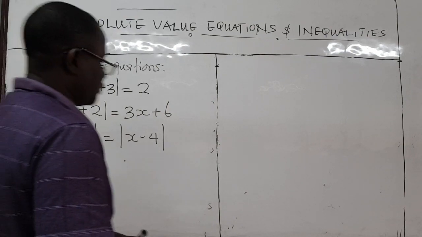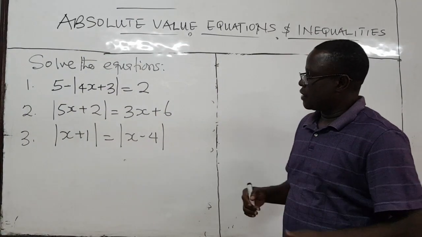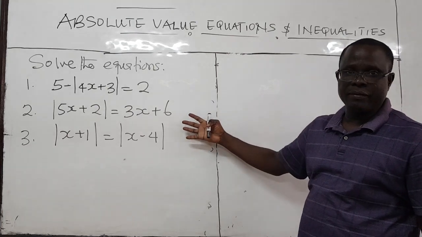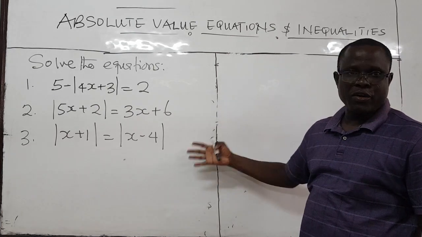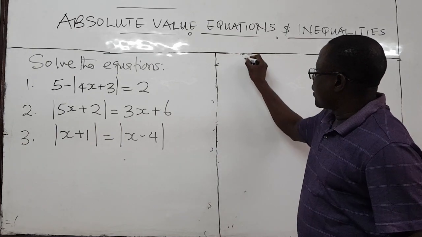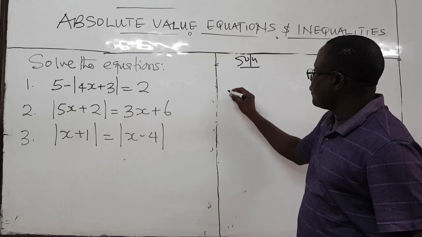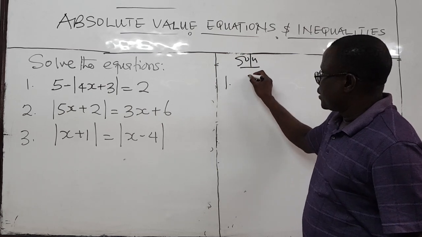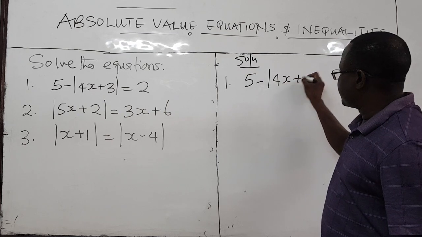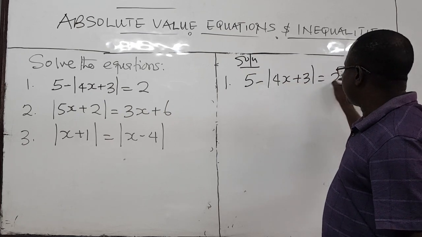Hello. So I've just set another set of 3 questions that we want to solve. Once again, you can try them first and compare your solution to my solutions. Okay. So we have question 1. We have this 4x plus 3 is equal to 2.